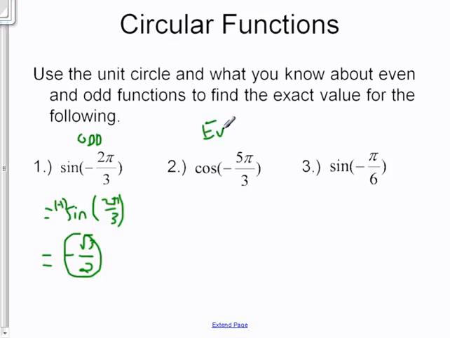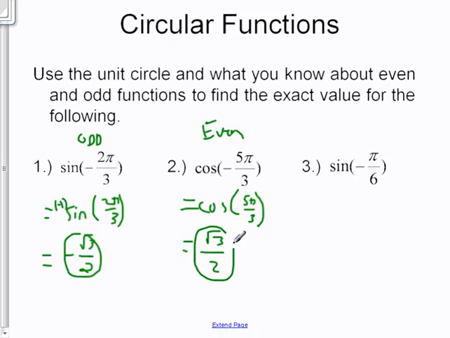With an even function, it's the exact same. So I want to take the cosine of 5 pi over 3, which is the positive version. And whatever that equals, that's my final answer. I don't have to multiply by a negative or do anything like that. So 5 pi over 3 should also be root 3 over 2 for cosine. And like I said, since it's even, you leave the sign the same.